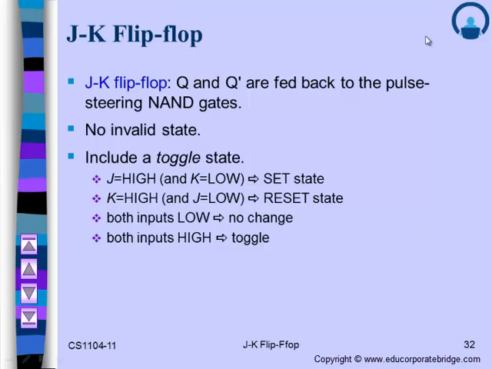Let's study in detail how the JK flip-flop works. The JK flip-flop includes a toggle state. That is, when J is equal to high and K equal to low, we get a set state. When K is equal to high and J equal to low, we get a reset state. When both the inputs are low, we get no change, similar to the SR flip-flop. And when both the inputs are high, we get a toggle state. Therefore, the output continuously keeps on toggling, unlike in the SR flip-flop, where both the inputs high were given as an invalid state.